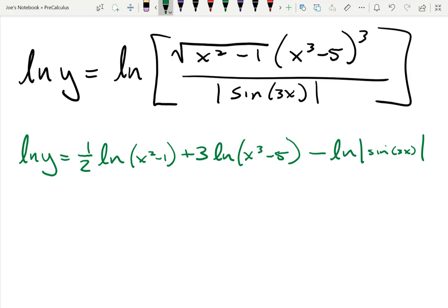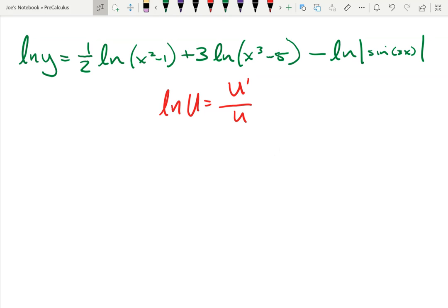So now I've algebraically rewritten. Already you can see this is so much easier, but let's go ahead and do it anyway. Our buzzword for the whole section is u prime over u, right? Because that is the derivative of the natural log of u. So now I'm going to go ahead and do that. Let's start on the left. That's a function of y, not of x, so I've got to use implicit. So u prime over u is y prime over y.